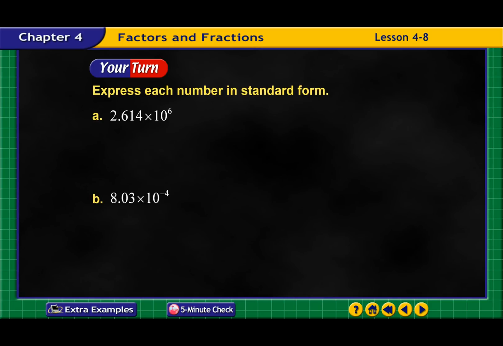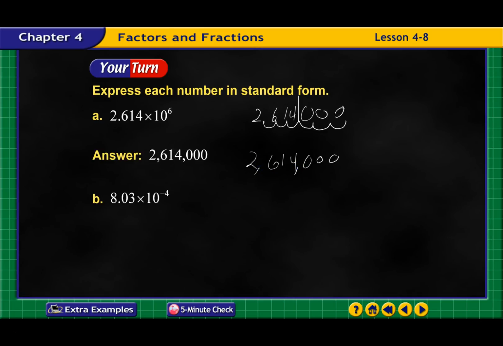All right, pause this, give it a shot. All right, so let's take this first one, 2.614, and we need to move the decimal place over 6 times. So we'll go 1, 2, 3, 4, 5, 6. I need to add 3 zeros to that, and then I'll have to rewrite this with commas. So comma there, comma there.